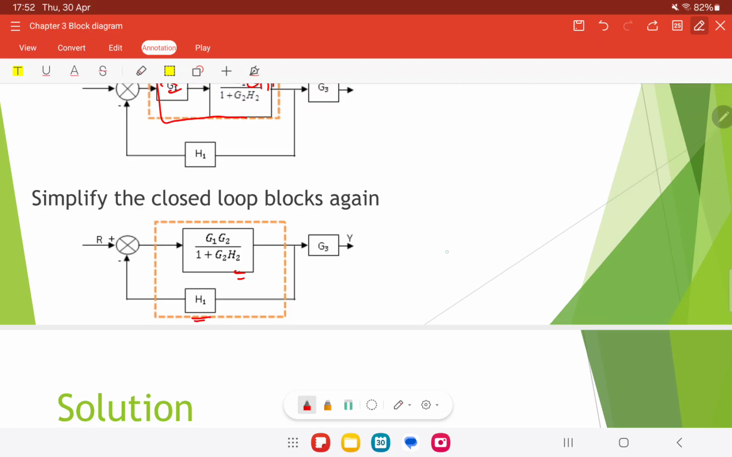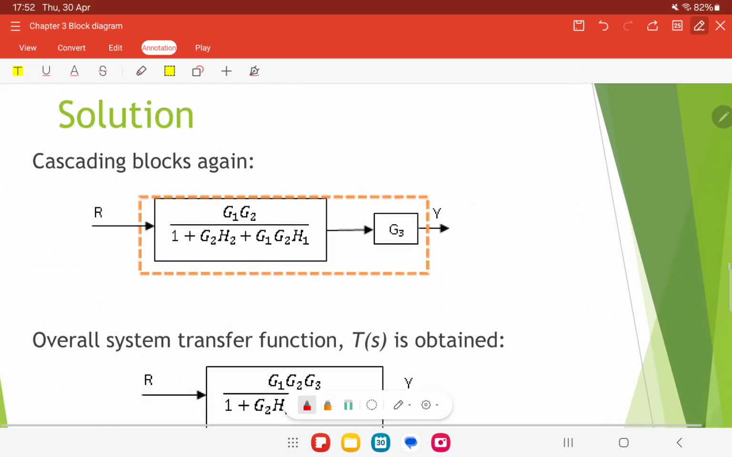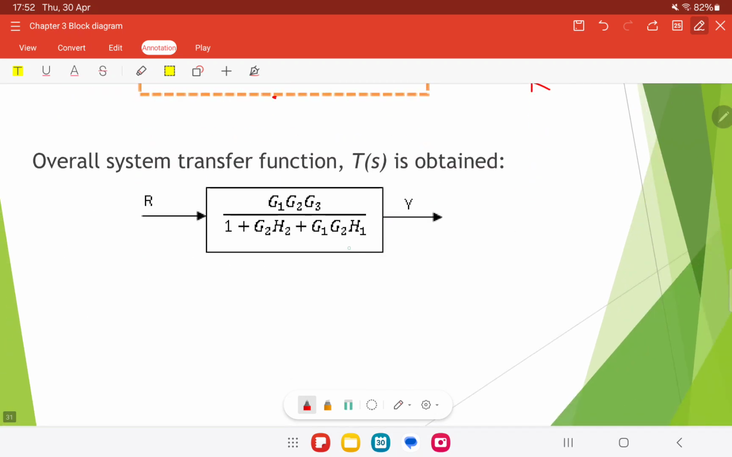Once solved with this H1, it will become just one block. Then you can solve it with G3 here. So this one will go in here, and it will become like this one. And then our main target is Y over R. So our final transfer function is this one. The transfer function is equivalent to Y over R equals all of this.